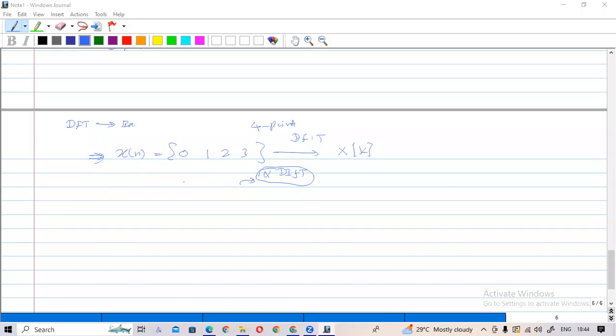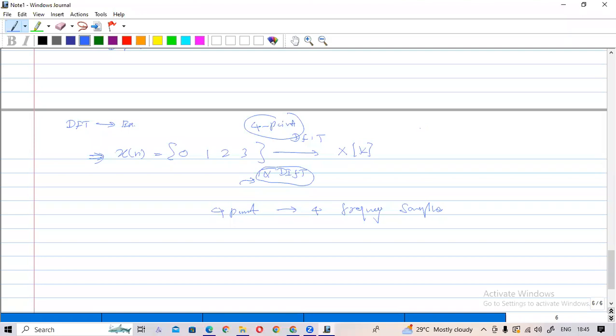Now we need to find the 4-point DFT. That means 4-point means you should have 4 frequency samples. That means 4 frequency samples should be there.